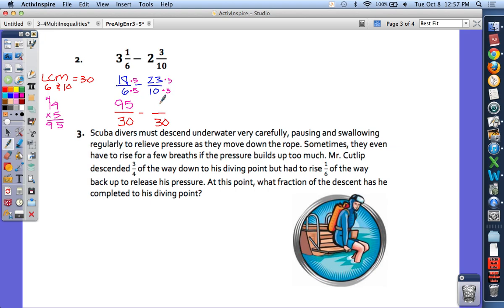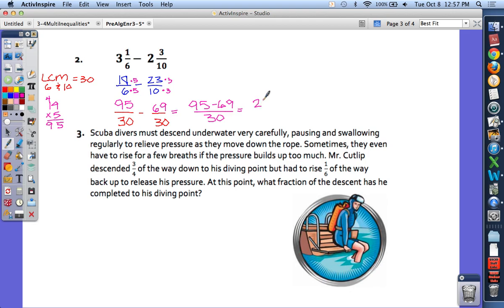And 3 times 23. Now we're ready to add or subtract our fractions. In this case, we just subtract the numerators and keep the denominator. So 95 minus 69 is going to be over top of 30. Try to do this without a calculator. You can always write your work off to the side.